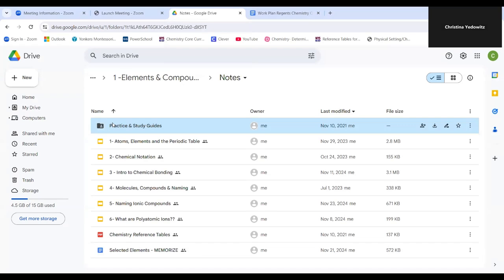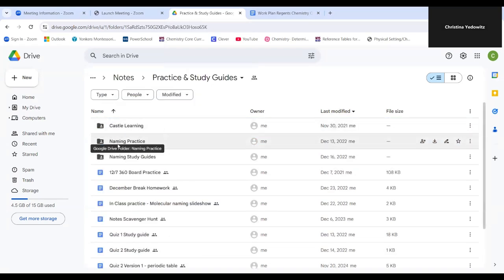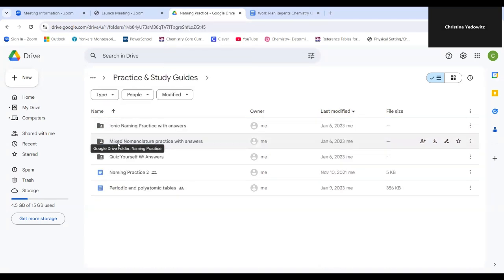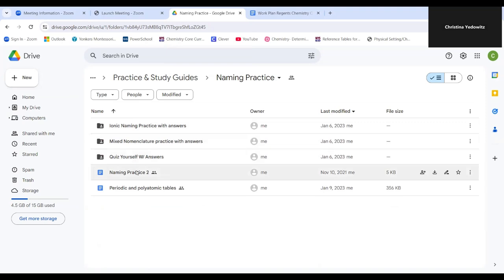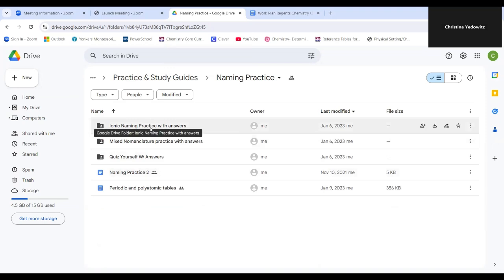Some of you have all the rules in your head, but you're just not sure when to apply them. So what I would do is do a practice guide. Notice that there's a whole folder here called naming practice. There's ionic naming, there's mixed naming, there's quizzes where you could quiz yourself and then the answers are given to you. So you're definitely going to want to go through some of these to see if you're naming them accurately before you start figuring out what kinds of stuff you need help with.